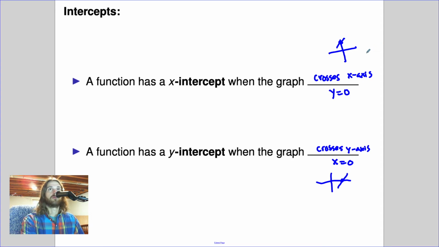Okay. Whoops, I have those backwards. Try that again. X-axis is like this. Y-axis is like that. Sorry.